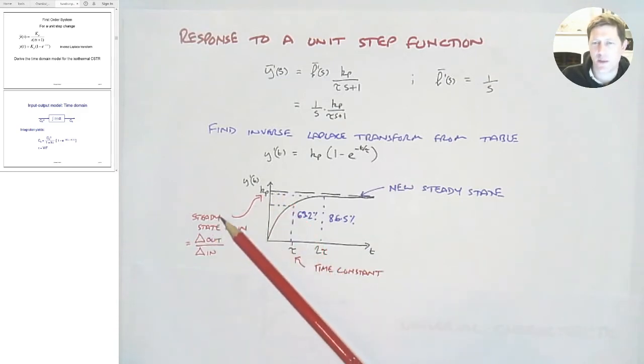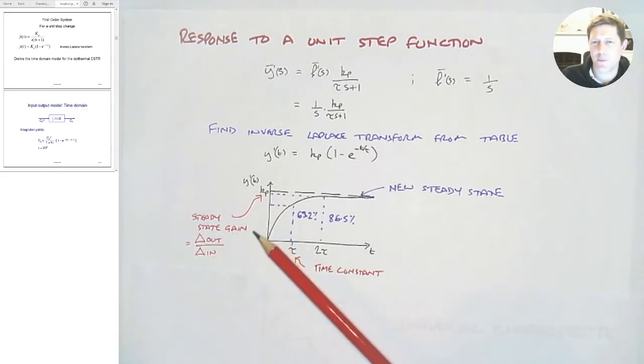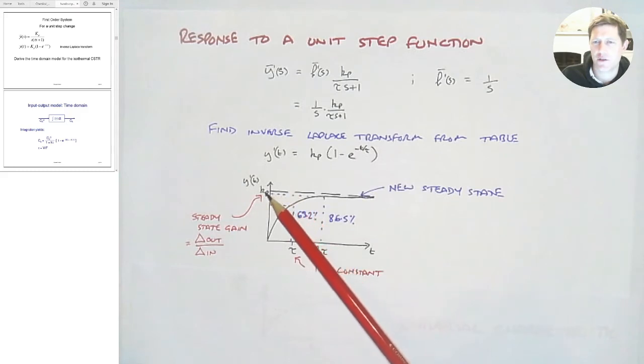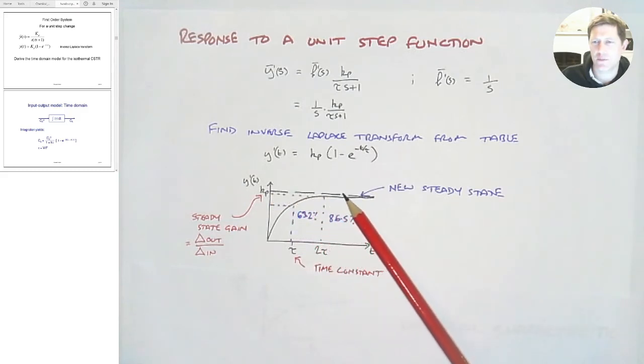Kp, we call that the steady state gain, because that tells us how big the change in output is compared to the change in input. And so the new output after the new input has been applied, the steady state gain will characterize how big one is compared to the other.